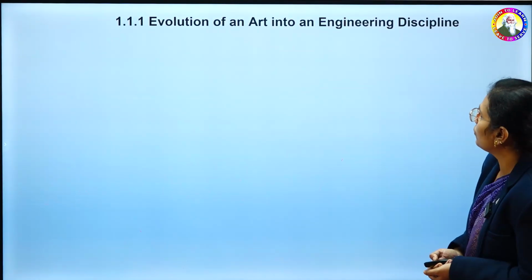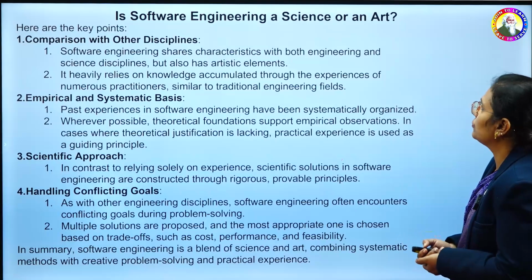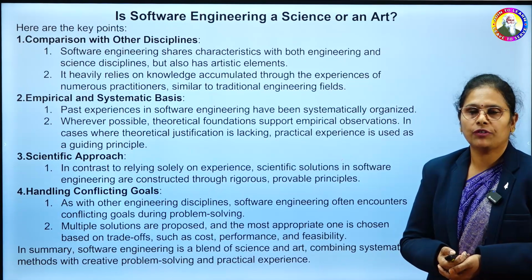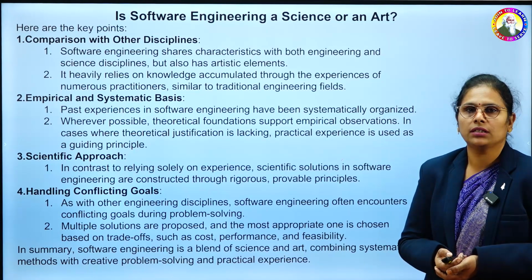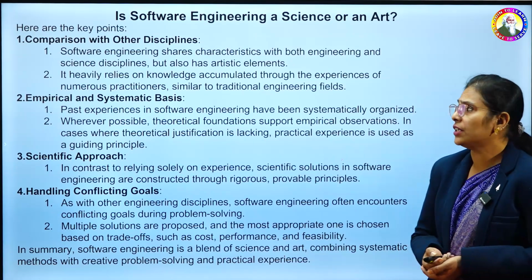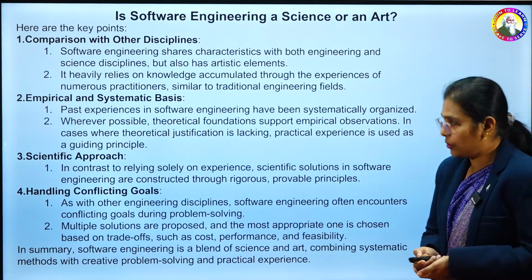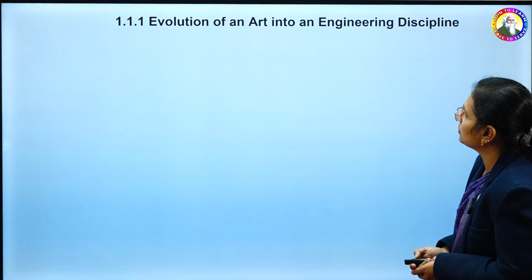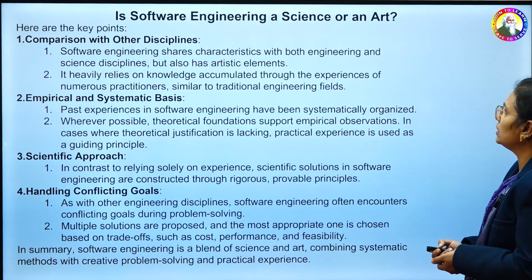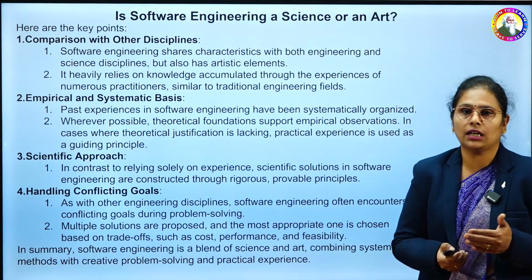Now, the evolution of an art into an engineering discipline. In the previous slide, we were deciding whether it is a science or an art, and we concluded that in order to develop software engineering principles, we need both, a blend of science and art. Now, coming to the next slide, we explain the evolution of an art into an engineering discipline. First of all, you think or decide whether it is a science or art.